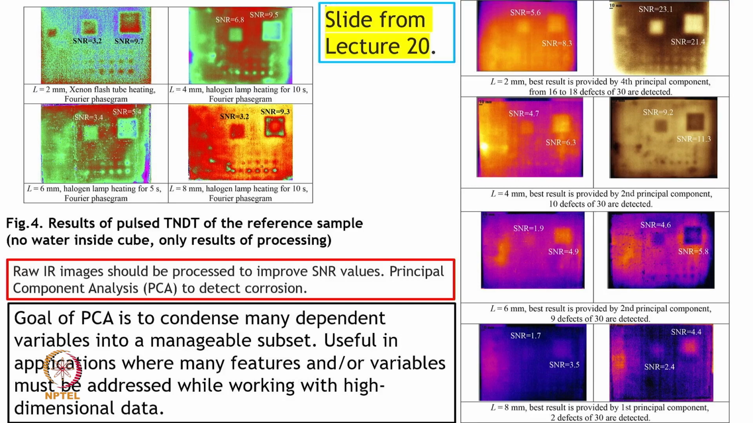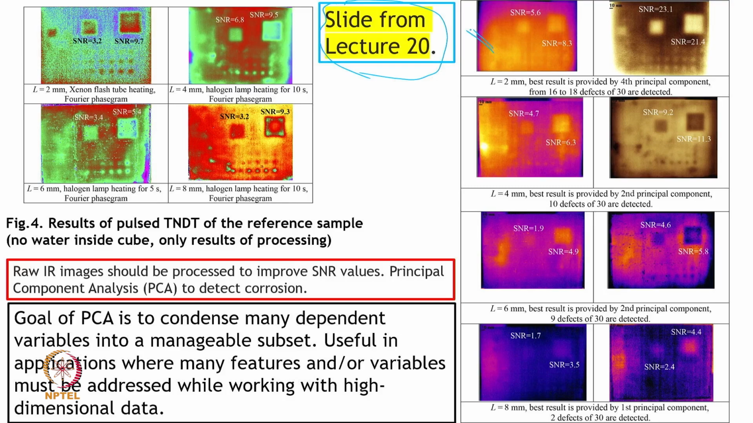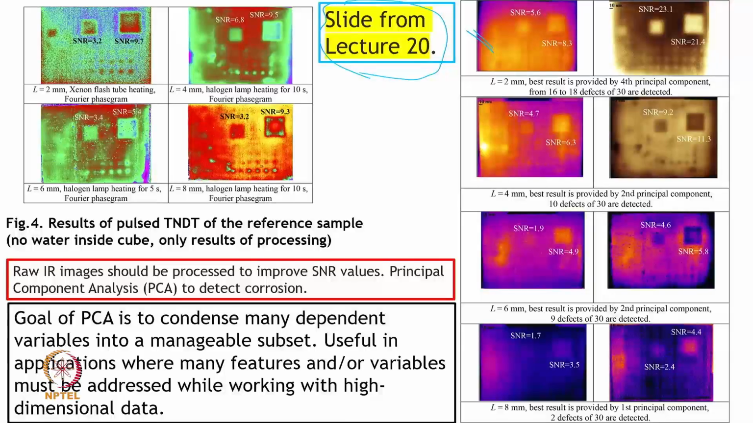Now, I will cover another slide which has been picked up from lecture 20. What was mentioned there is that TT is used to get a thermal image, and the signal to noise ratio needs to be improved, and a good kind of filtration system is really required. In this case we have shown that 16 to 18 defects out of 30 could be detected, and if your thickness is increased, then the number of defects which can be detected is lesser. As the length or the thickness increases further, the number of defects detected will be further reduced. So, thickness related variation was shown.